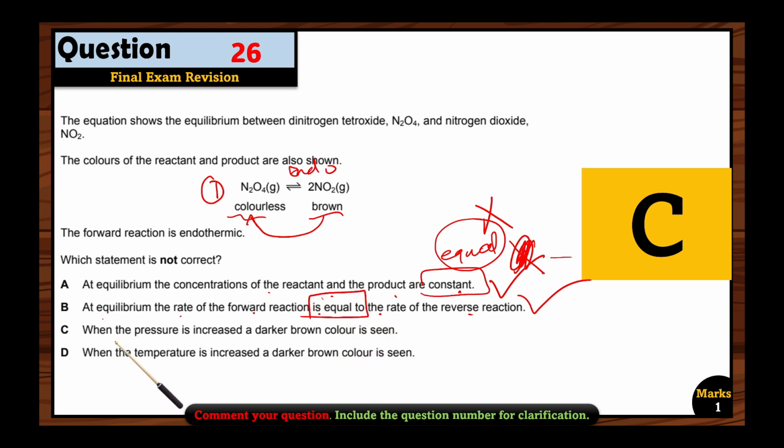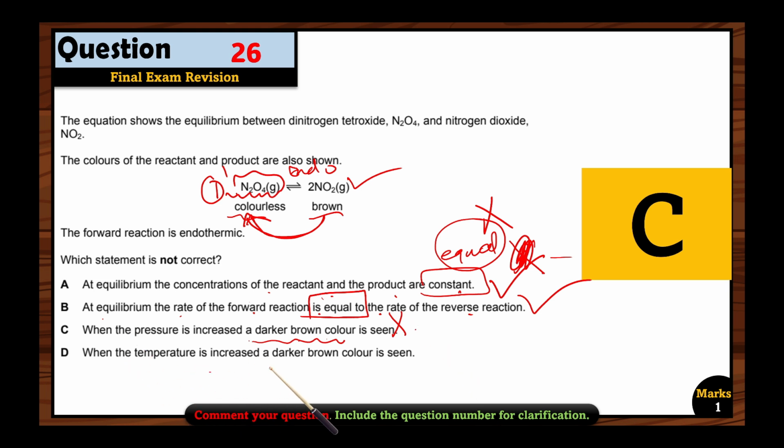When the pressure is increased, a dark brown color is seen. So if we increase the pressure, increasing the pressure will help the one that is less in number. And which one is less? Of course, this one. It is only 1 mole. So it means if you increase the pressure, it will favor the colorless gas. But they are saying we can see more dark brown color. That's wrong, because we are increasing the pressure. So this is not the correct option.